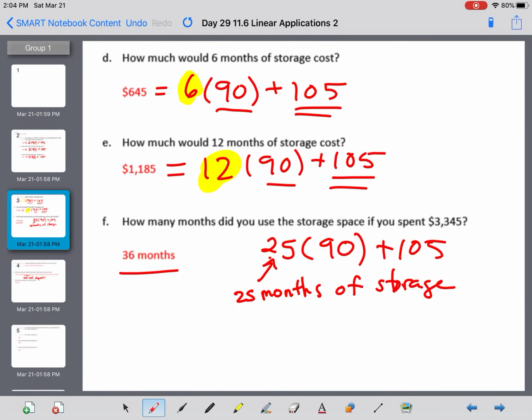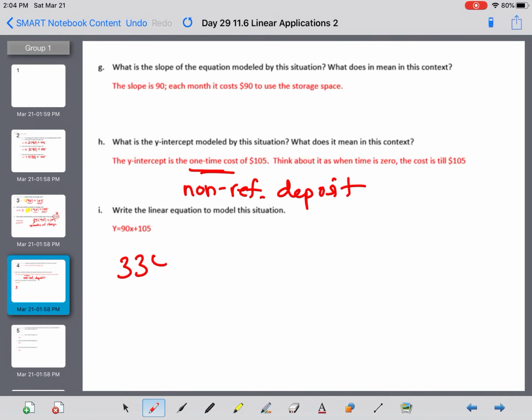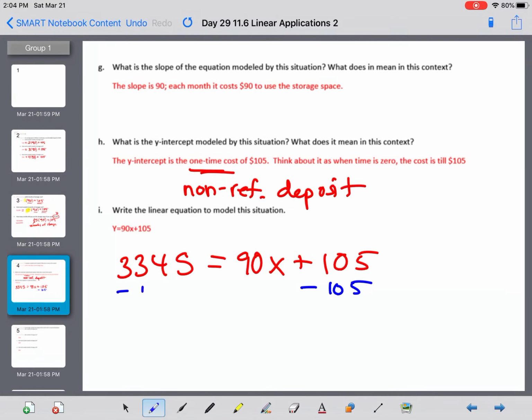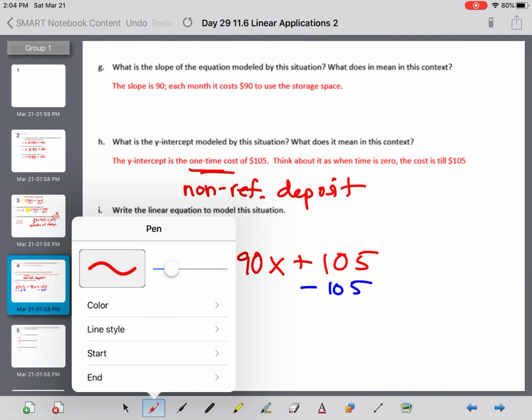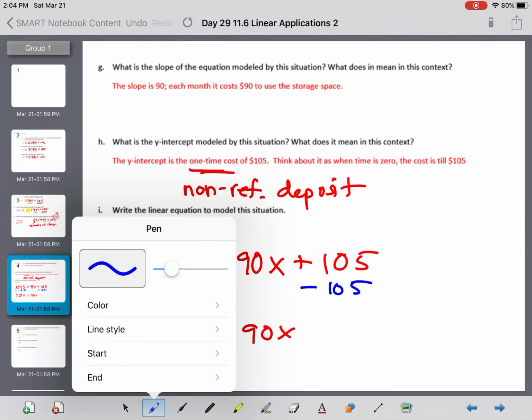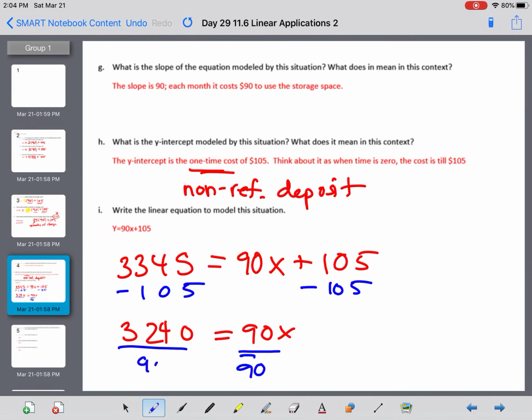If you had a hard time solving part F and you don't like the guess and check method, because I most definitely don't, the 3,345 is actually your y value. So you can come back over here and plug that in for y, since that's your cost. And then you have a nice pretty linear equation to solve. So I would start by subtracting $105 from both sides, and then I would divide both sides by 90. I don't have my calculator handy, but let's see what happens here if I can do some mental math. And then we could divide both sides by 90. And hopefully 3,240 divided by 90 should give us the 36 months. And it does.